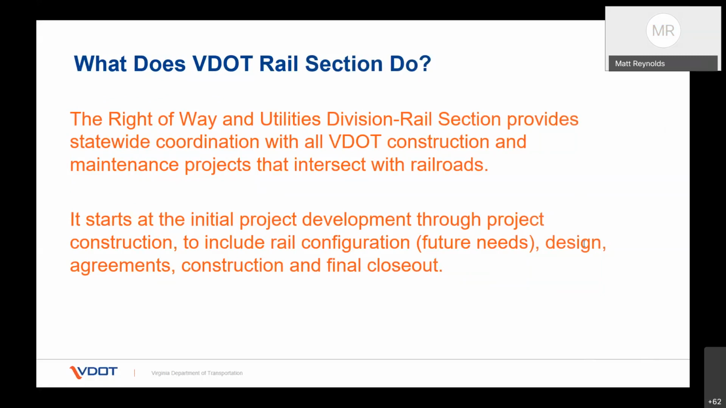And this all starts at the initial project development at pre-scoping and follows through to project construction, to include rail configuration, future needs of the railroads, design, which includes hydraulics and any other means and methods of what we're going to construct, and the formal agreements which are necessary to move these towards advertisement and construction. It follows through all the construction activities and any issues that arise during that time, and all the way to the final closeout of the project and final billings from the railroads.